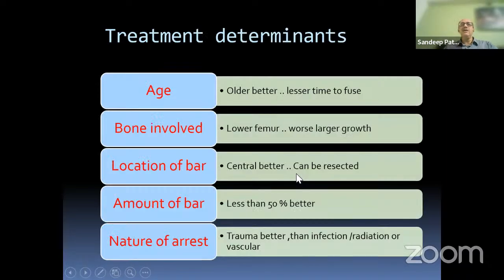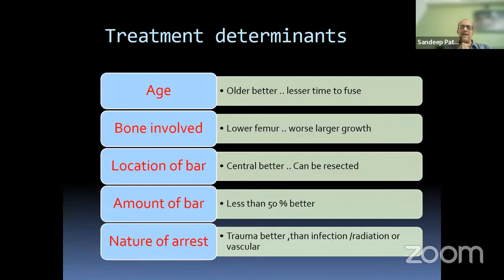Okay. What are the treatment determinants? The treatment of physeal bar depends on the age, the bone involved, the location, the amount of bar formation, and what caused the bar formation. So the older the age, the better, because the amount of deformation that will happen is lesser. So the time to fusion is less. Which bone is involved? Lower femur has the highest rate of growth, 9 millimeters per year. So it is worse if the child is younger with a lower femoral arrest.